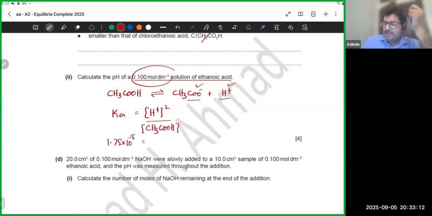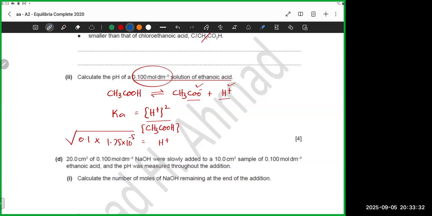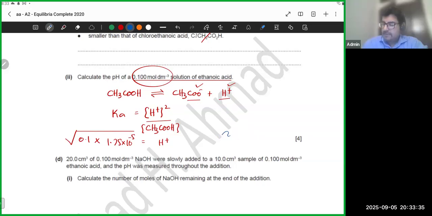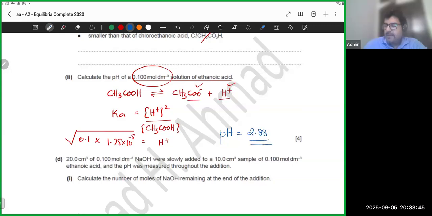Okay, the concentration of the acid is also given. That's 0.1. So I'm just going to take 0.1 to the other side, and it's H plus squared. So I'm going to take the square root of this side. What do we get now? 1.32 times 10 to the power of negative 3. And calculate the pH now. Take the negative log of that. 2.87. 2.88. Okay, 2.88.